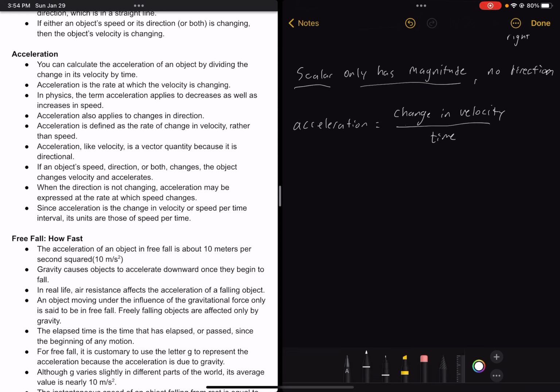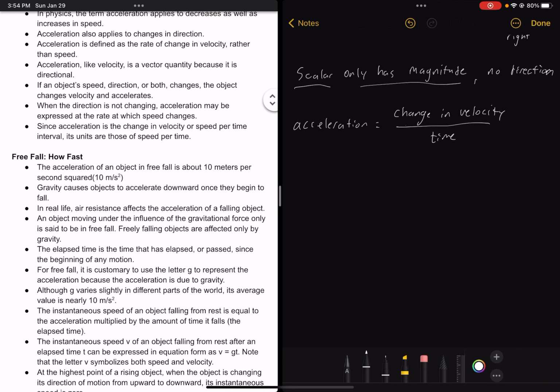So, for example, the acceleration due to gravity on Earth is 10 meters per second squared, right? So what that basically means is that as you're falling, your velocity is going to change at a rate of 10 meters per second, every second. So you're going to be speeding up as you fall through the air. Let's see, what else is there?